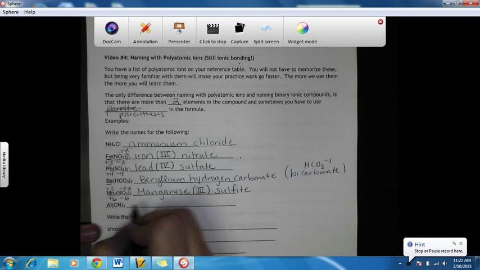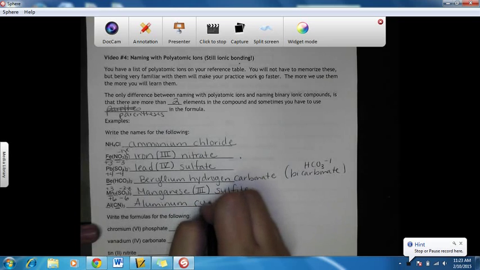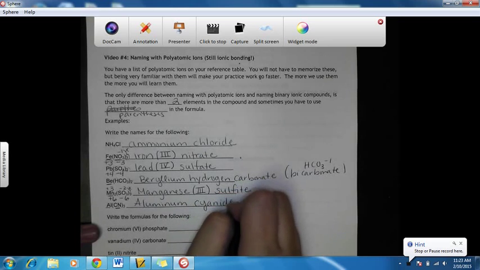Then we have aluminum, and aluminum is in group 3, so it needs no Roman numeral. And we find on our sheet that our polyatomic ion CN is called cyanide, and so that's just aluminum cyanide.